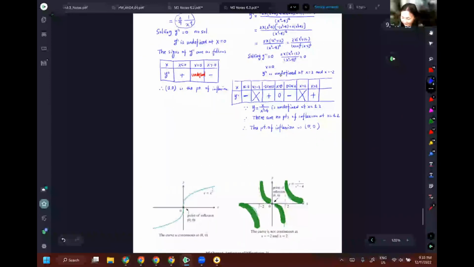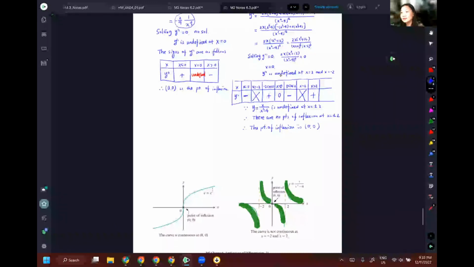So there is a change of concavity. Let me just put this, there is a change, but there's no point there. So there's nothing there. It's blank. And here there's blank, but here there is a change.